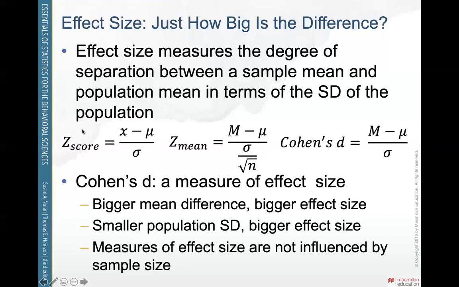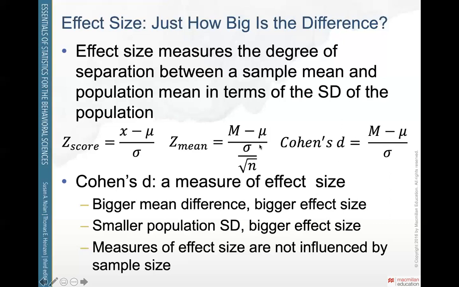So there are really two main differences between Z-score and Z-mean. In the Z-score, this thing right here is an X, which stands for a single value. In the Z-mean, this is an M, which stands for the mean of several values, so 2 or more values that are averaged together. This thing in the Z-score equation is the population standard deviation. This thing in the Z-mean equation is the standard error, which is the population standard deviation divided by the square root of n, the square root of the sample size.